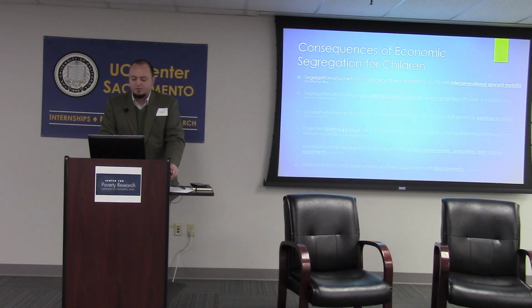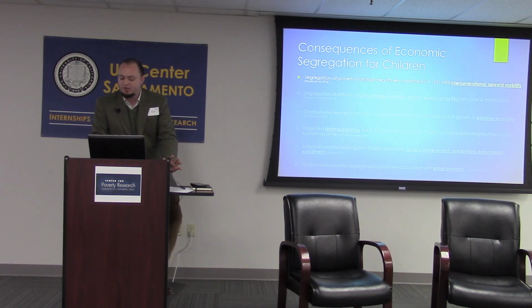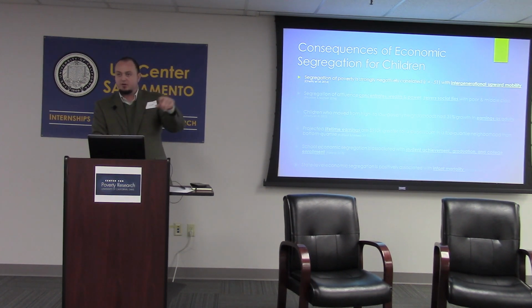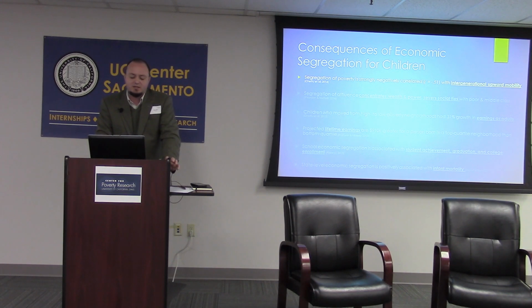Here's one I'll go pretty quickly through. So just as there are many causes of economic segregation, there are of course many consequences as well, some of which we've already talked about. And I should just mention quickly that when we talk about the consequences of economic segregation for children, we're talking about the community level neighborhood effects alone. So this is accounting for differences in their families, differences in their individual academic achievement, effects that are attributable only to the neighborhoods in which they live. Indications are that segregation of poverty, so living in a poor neighborhood, is very strongly associated with intergenerational upward mobility.